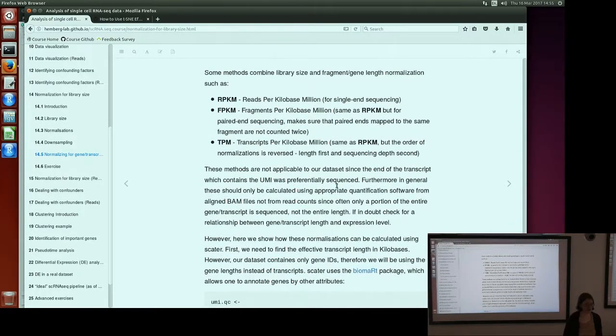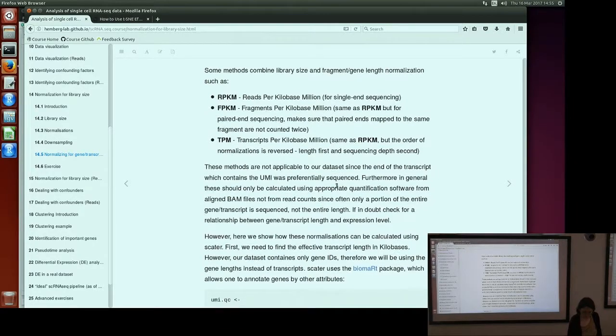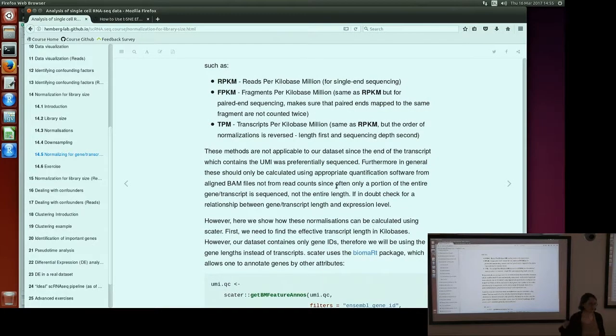However, this is not so much the case in single-cell RNA-seq, because in most cases, as we saw earlier, you're not sequencing the entire transcript. You generally have a very 3' biased coverage of your transcript. So often, normalizing for the full gene length or full transcript length will actually introduce new biases into your data because you haven't actually sequenced that whole length of the transcript. So use at your own risk; check how biased your data is towards the 3' end before applying these.